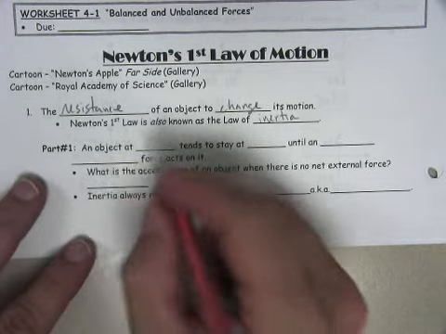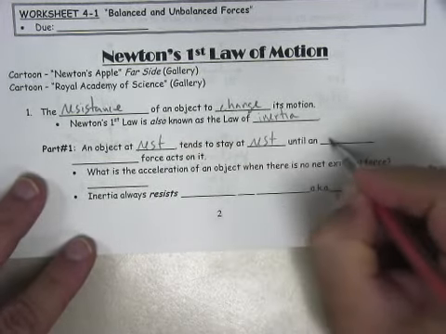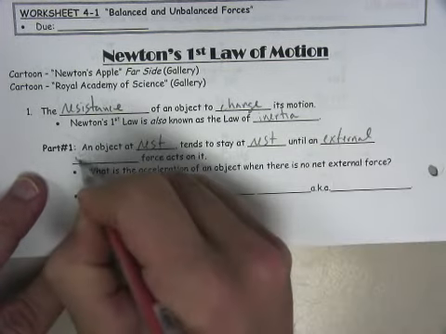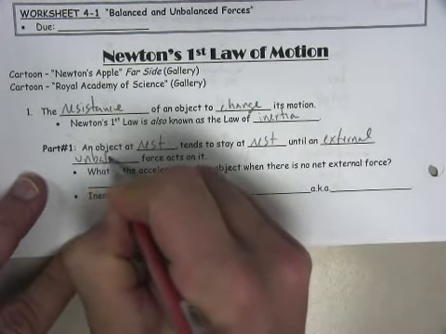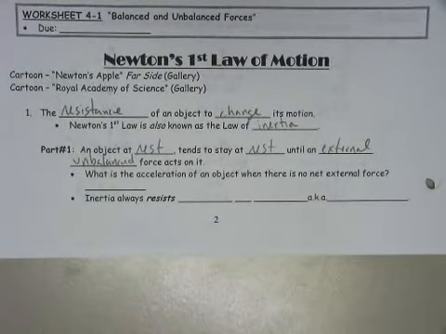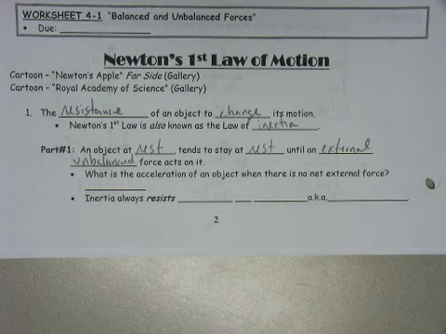So here's the first part. An object at rest tends to stay at rest until an external, unbalanced force acts on it. So an object at rest tends to stay at rest unless you do something to it. You push it or pull it, and those pushes or pulls are unbalanced.